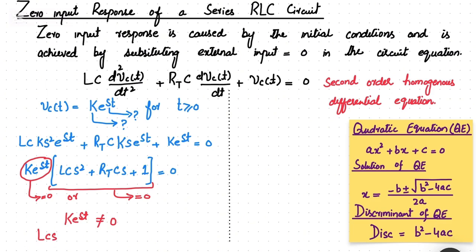So we can take LC s square plus RTC s plus 1 equal to 0. This equation is commonly known as the characteristic equation of a second order circuit. Characteristic equation.